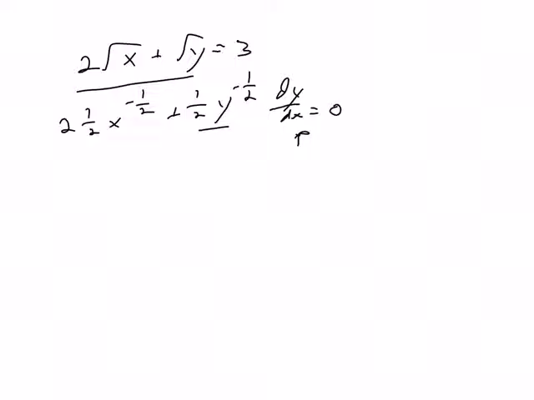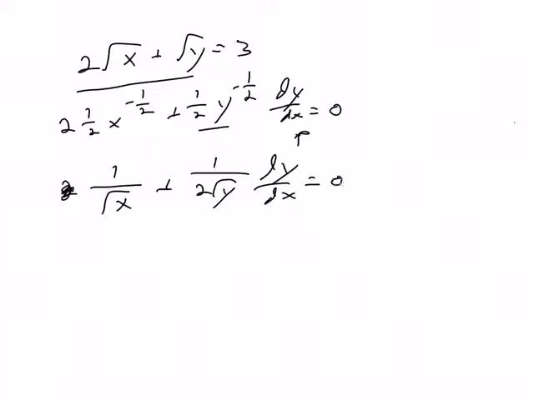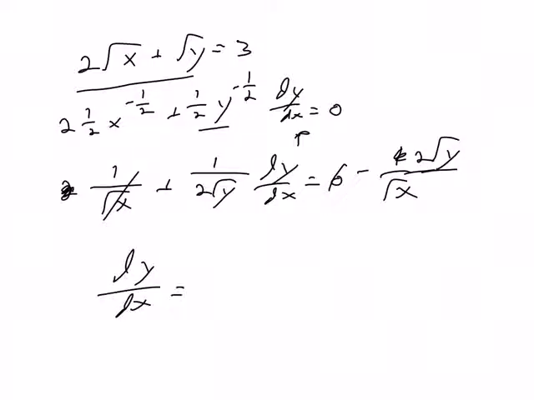So we're going to have 2 is going to cancel, 1 over the square root of x plus 1 over 2 square root of y dy over dx is equal to 0. Move this to the other side, we get a negative 1 over the square root of x, multiply by that, and we get 2 square root of y. So we get dy over dx is equal to negative 2 square root of y over the square root of x. Next problem is problem 7.